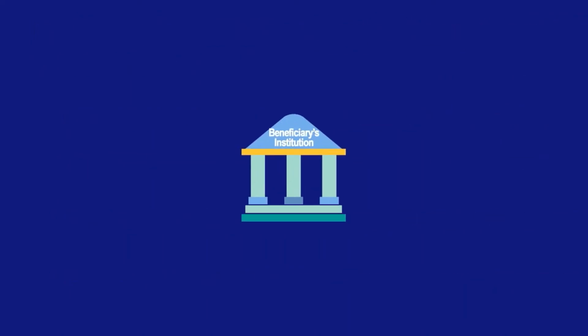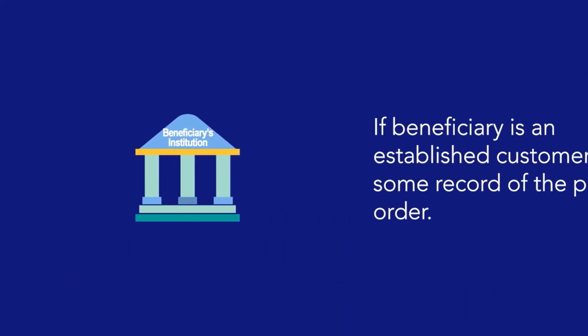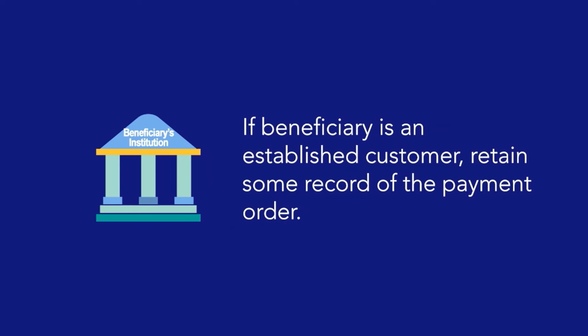If the beneficiary is an established customer, records also have to include the beneficiary's account number. For each payment it accepts as the beneficiary's institution, your institution must retain the original, a copy, or an electronic record of the payment order.